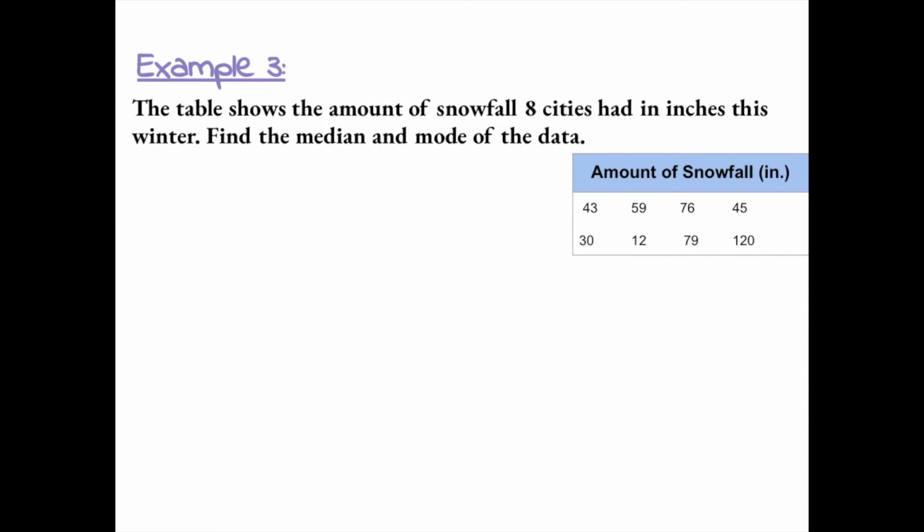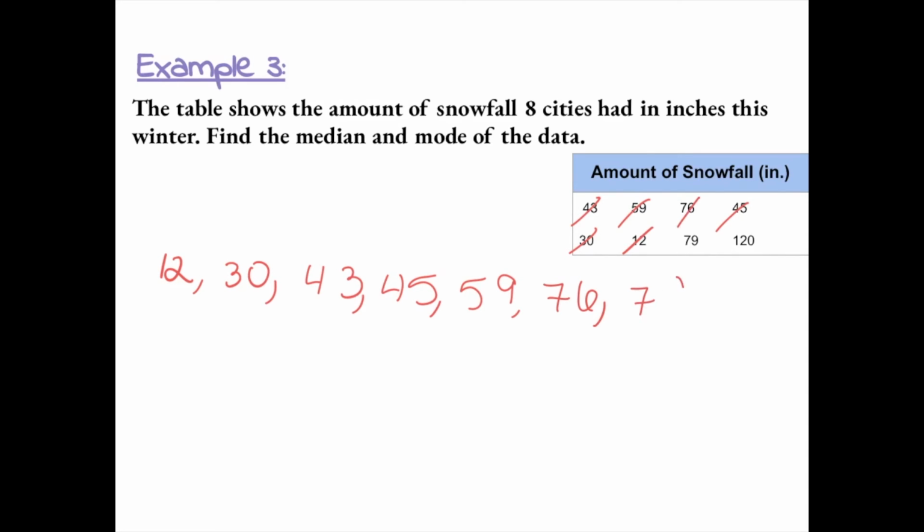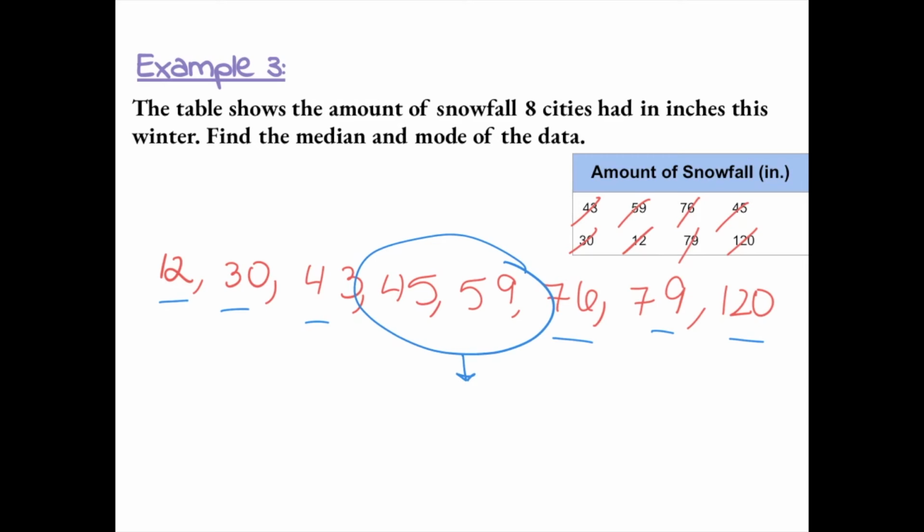Example 3. The table shows the amount of snowfall 8 cities had in inches this winter. Find the median and mode of the data. So to find the median, I'm going to start by ordering the numbers from least to greatest and then finding the number in the center. So as you can see, for this example, we end up with 2 numbers in the middle. So to find the median, I would need to find the mean or the average of these 2 numbers.